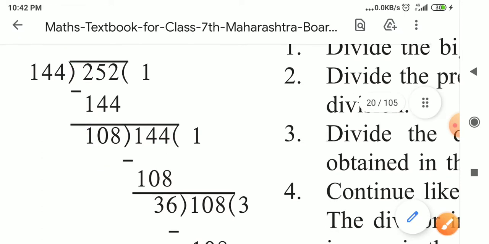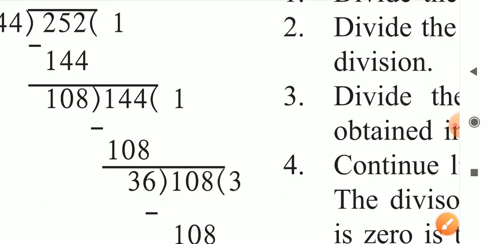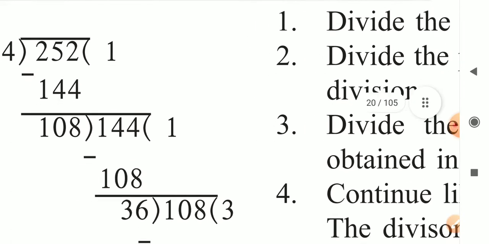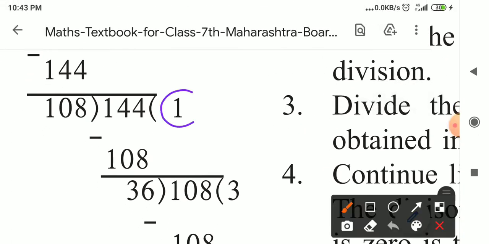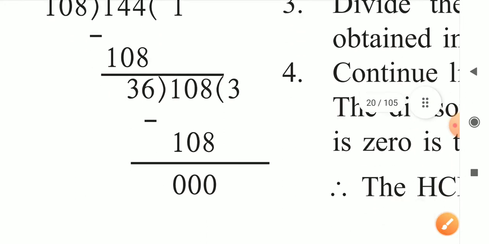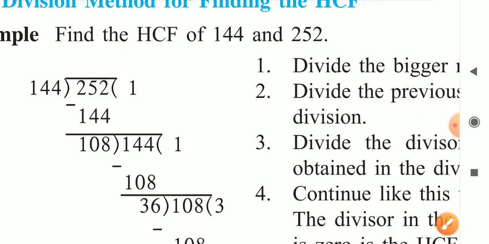If you prepare the table of 108, 108 2s are 216, and 216 is greater than 144. That's why we have to take 1 here. 108 1s are 108, which we write here. Do the subtraction. 144 minus 108 is equal to 36, and 36 is the divisor for 108. 36 3s are 108, and the remainder is 0. In this way the steps are done.